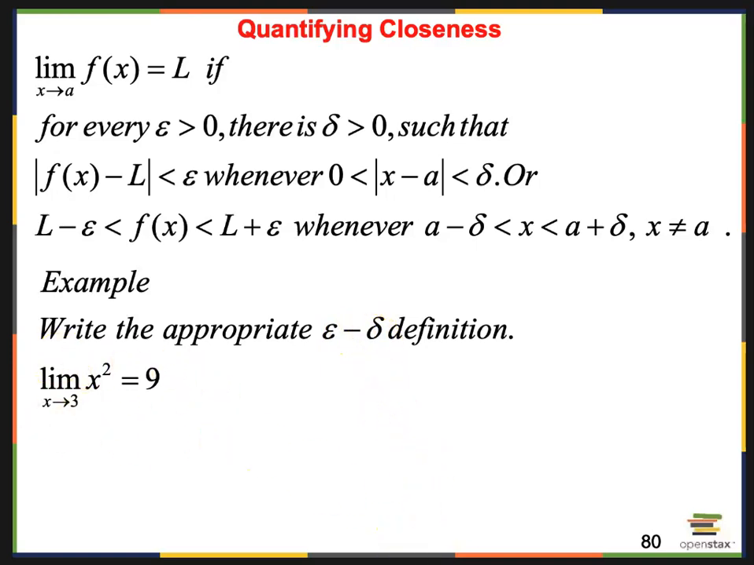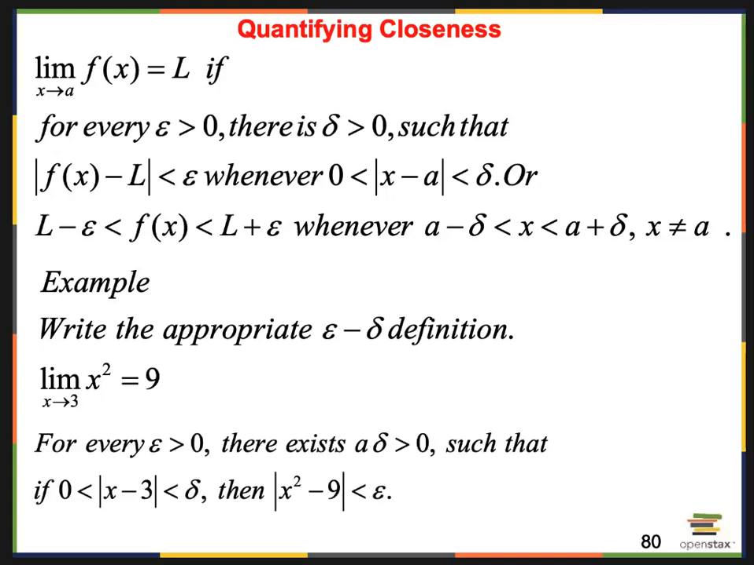So an example: write the appropriate epsilon-delta definition of this limit. Okay, so let's look at it. For every epsilon greater than 0, there exists a delta greater than 0, such that, so there's my x minus a, that comes from right here, absolute value of that, and that's going to be between 0 and delta. Then we have x squared, there's my function f of x right here, minus 9, the absolute value of that is less than epsilon.